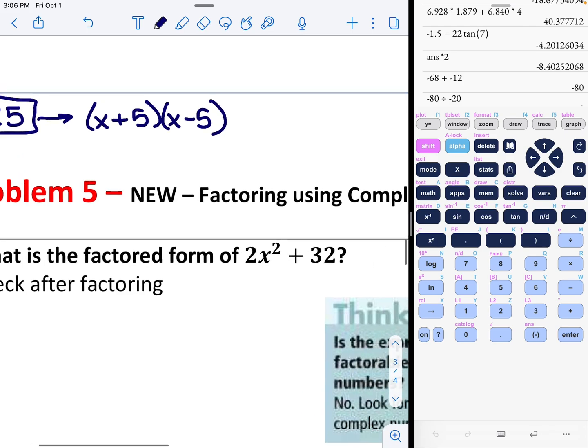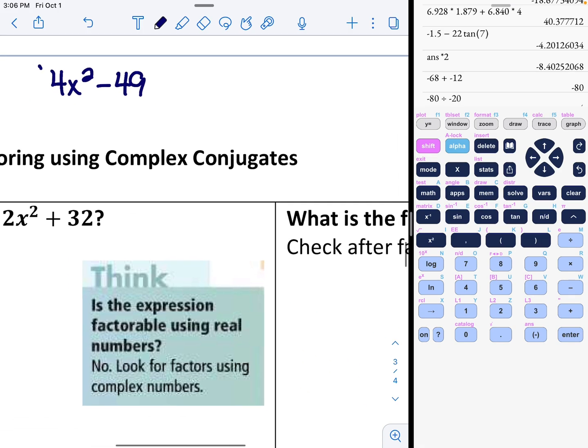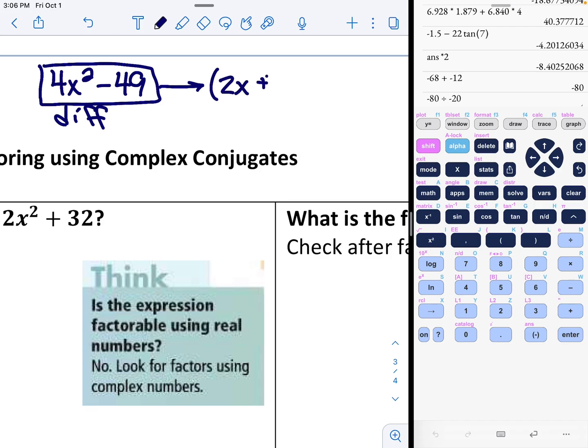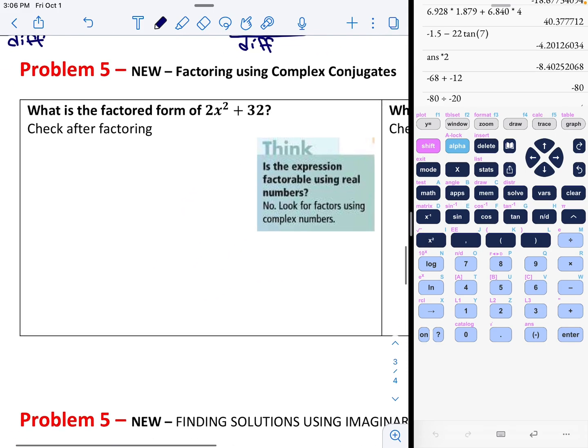So I could do that one more time as a means of review. If I had 4x squared minus 49, that's the difference of perfect squares. I could factor that into its square roots, 2x plus 7, 2x minus 7. So there are shortcuts to take when it's the difference of perfect squares. Guess what? There's also shortcuts to take when it's the sum of perfect squares.